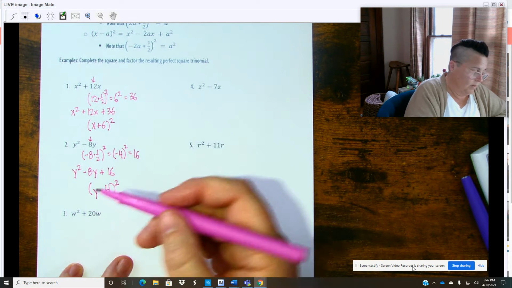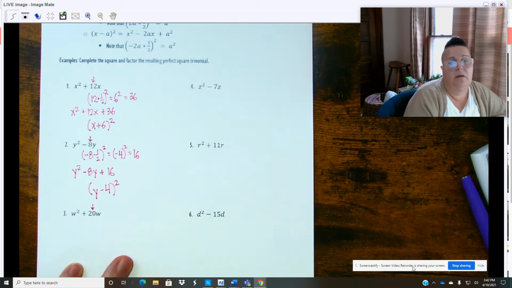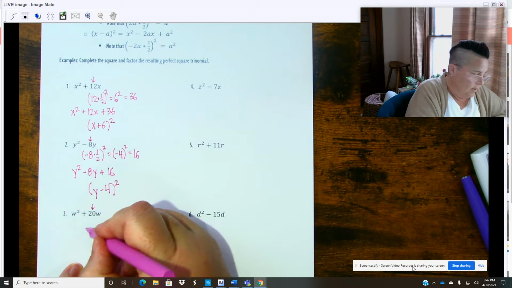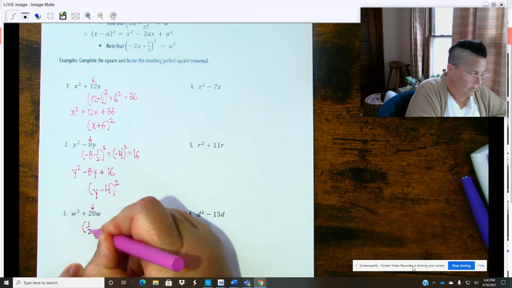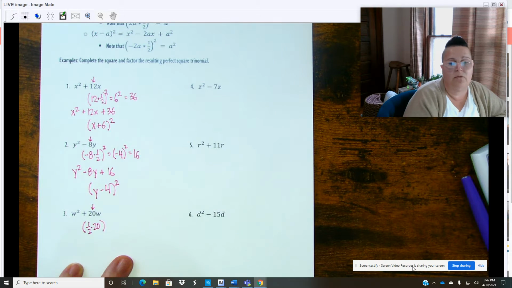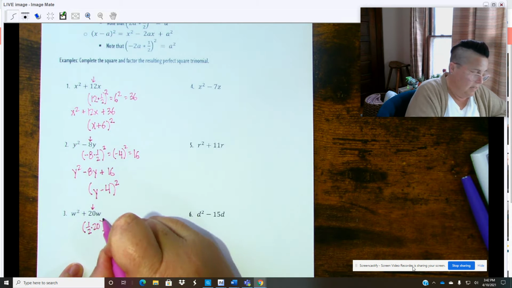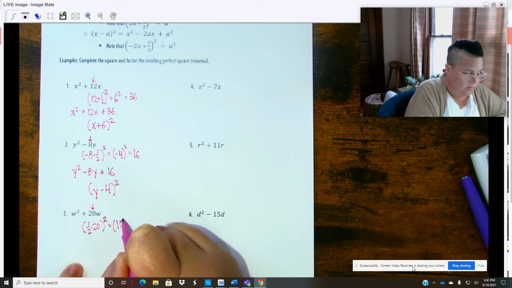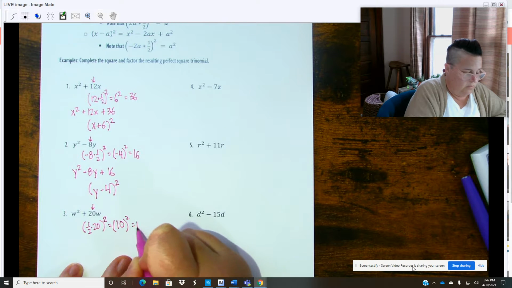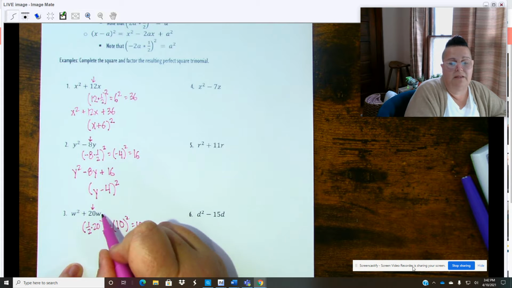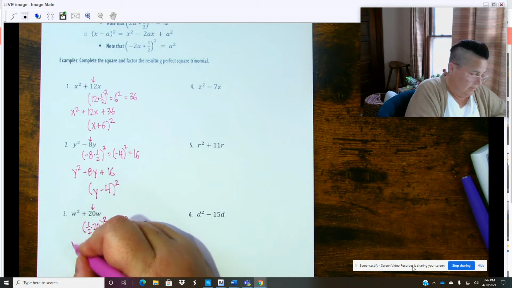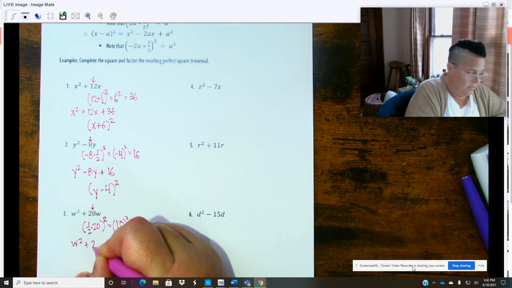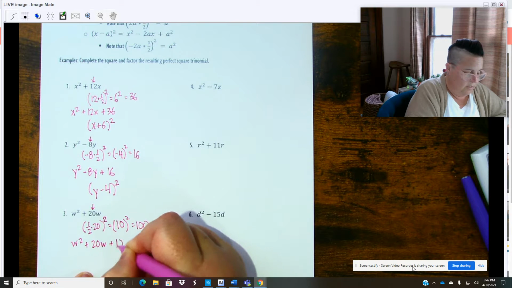Okay, number 3, w squared plus 20w. The 20 is my b term, or my linear term. So I'm going to take 1/2 of the 20, 1/2 times 20, and I'm going to square that. That's going to give me 10 squared, which is 100. So it is 100 that I need to add to this. W squared plus 20w plus 100.